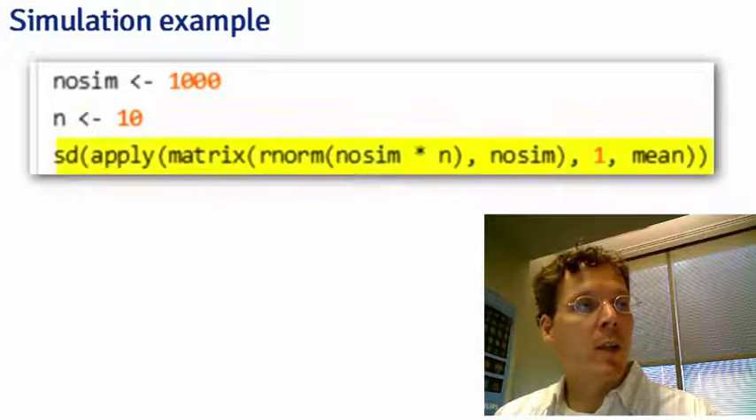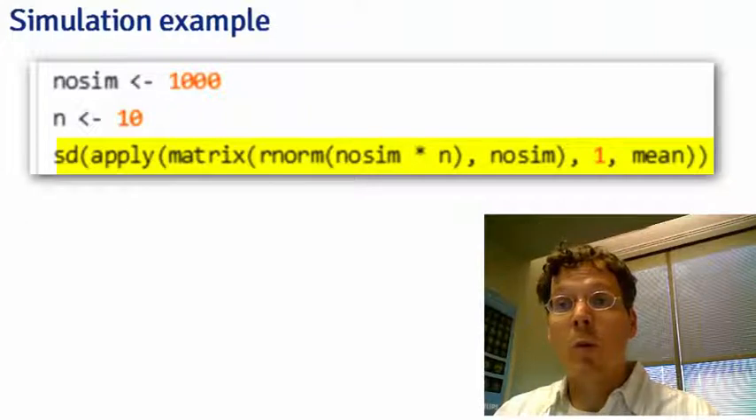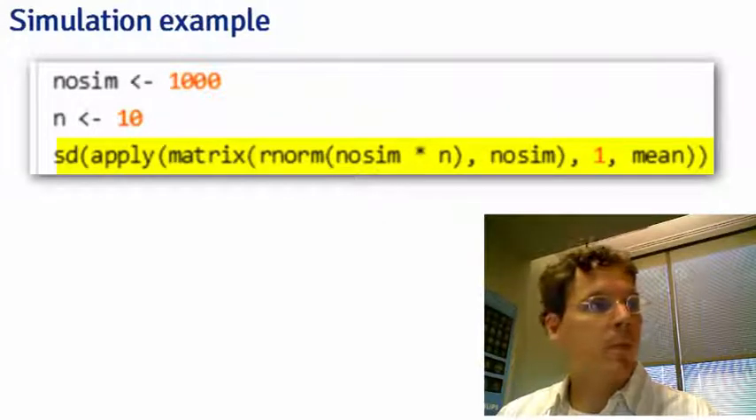you can sift through this code a little bit, but let me tell you the gist of what I'm doing. When I simulate rnorm, number of simulations times n, I'm simulating 1,000 times 10 draws from a random normal distribution, and I'm arranging them in a matrix, with 1,000 rows and 10 columns. Then for each row, I'm calculating the mean. Thus, each row is the mean of 10 IID draws from the standard normal distribution.